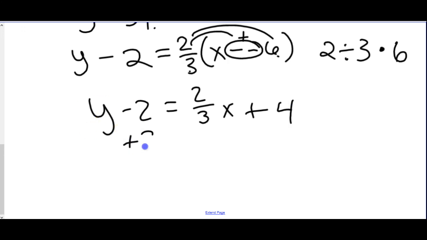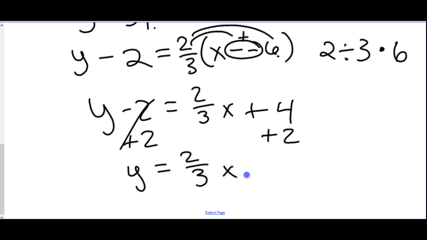Last step would be to get y completely alone, which means we'd have to do the opposite of minusing 2 and add 2 to both sides. So that concludes our discussion on point-slope form, writing equations from data, and slope of parallel and perpendicular lines.